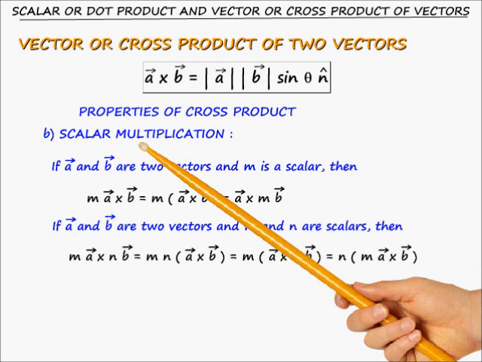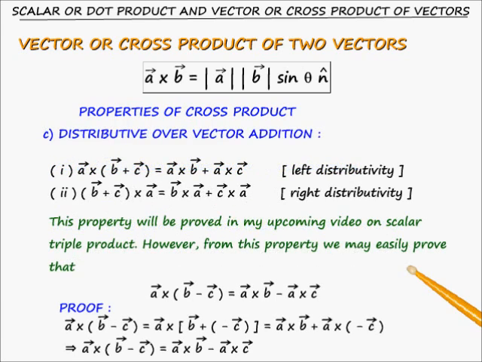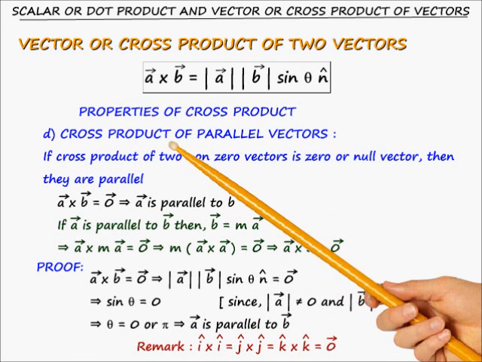Scalar multiplication. These properties may be proved by the knowledge that when we multiply a vector by a scalar, its direction does not change, only its magnitude changes m times. Distributive over vector addition. This property will be proved when we learn about scalar triple product. However, from this we may easily prove that A cross (B minus C) is equal to A cross B minus A cross C.